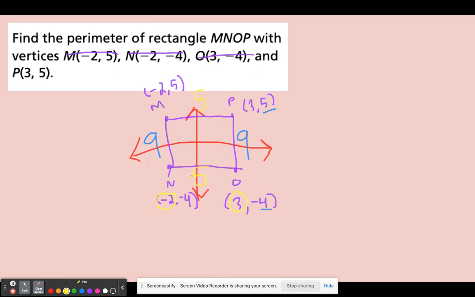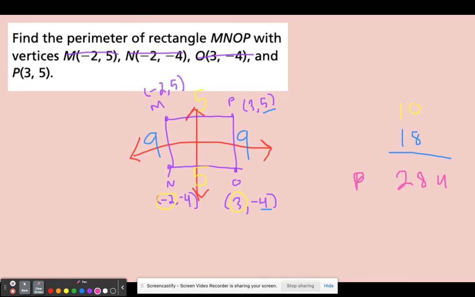Now I want to find the total distance, which means I need to add all 4 sides together. Well, 5 and 5 makes 10. 9 plus 9 makes 18. Add them together, and my answer is going to be 28 units. So when you find perimeter, you want to count all the way around. And if you can't bunny hop, you know how to use the coordinates to find distance.